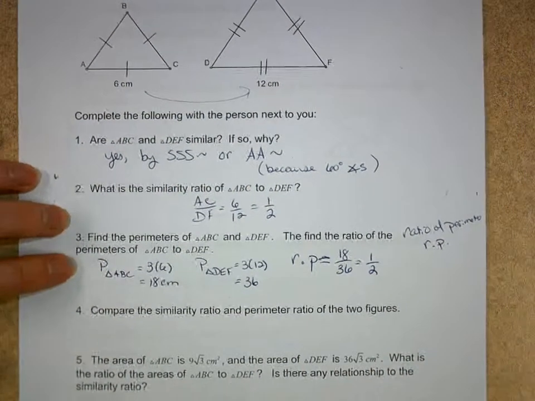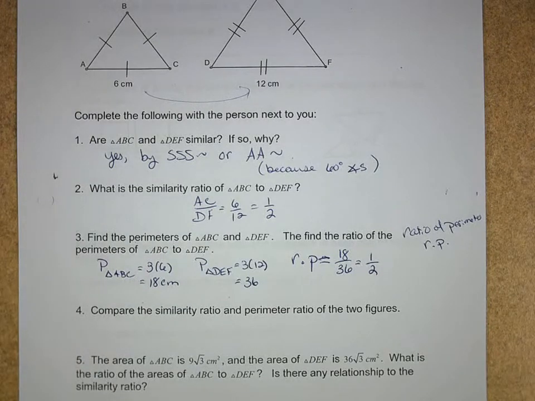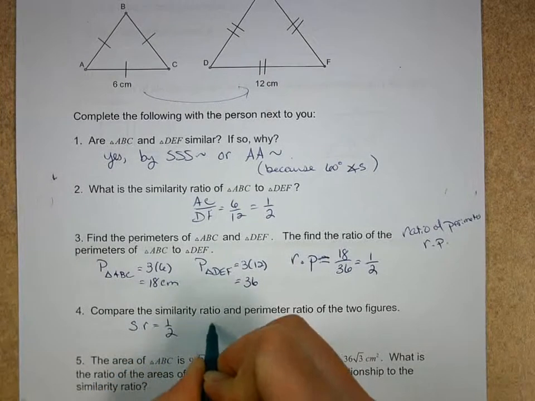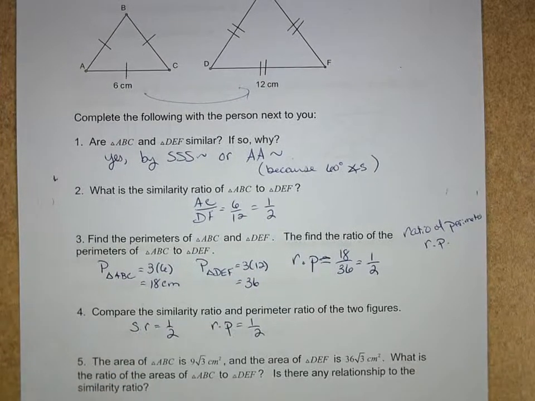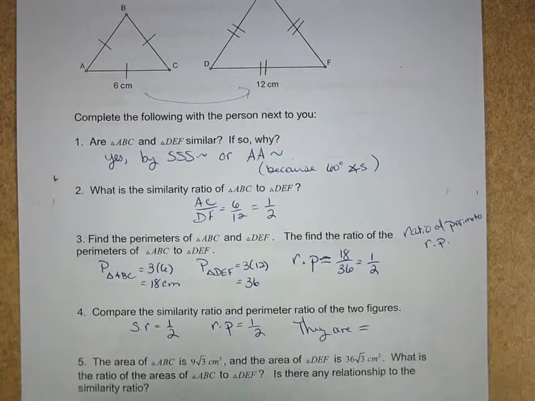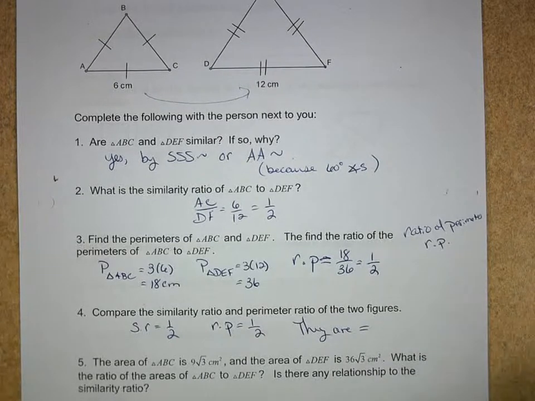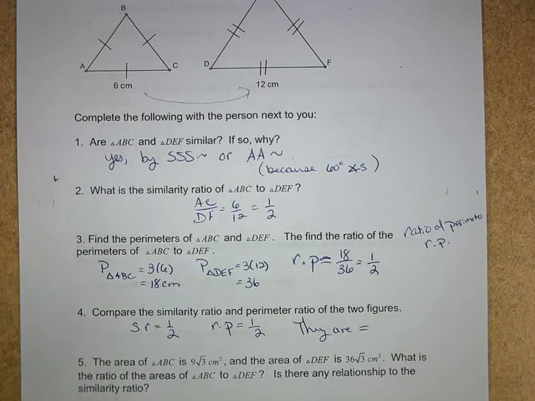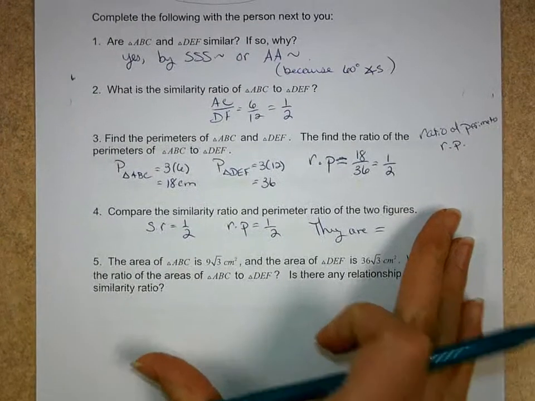Now I want you to compare. Let's look at 2 and 3. Compare the similarity ratio and the perimeter ratio of the two figures. What's so special about those two? The similarity ratio was 1/2. The ratio of perimeters is 1/2. They are equal. So that means I can use the similarity ratio to find perimeter, and perimeter to find similarity of sides. It's kind of cool. The reason this works is because those are linear measurements. All the linear measurements of similar polygons have this exact same thing. The similarity ratio, which is the ratio of the corresponding sides, and the ratio of perimeters will always be the same.